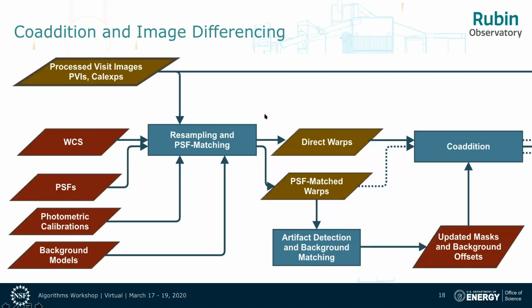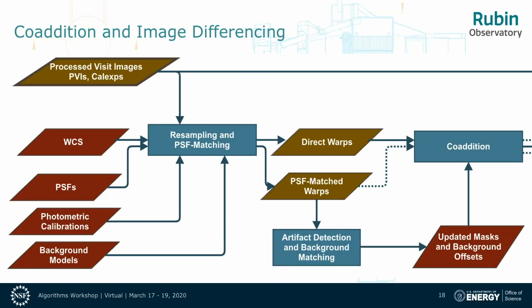After resampling onto this common sky map or this common projection, the result is called a direct warp. Direct just means that we haven't done any other convolutions to this image other than resampling, or interpolation or warping. An optional step is to match the PSFs to a common model PSF. Some call this PSF homogenization. The data products from this additional step are called PSF matched warps.